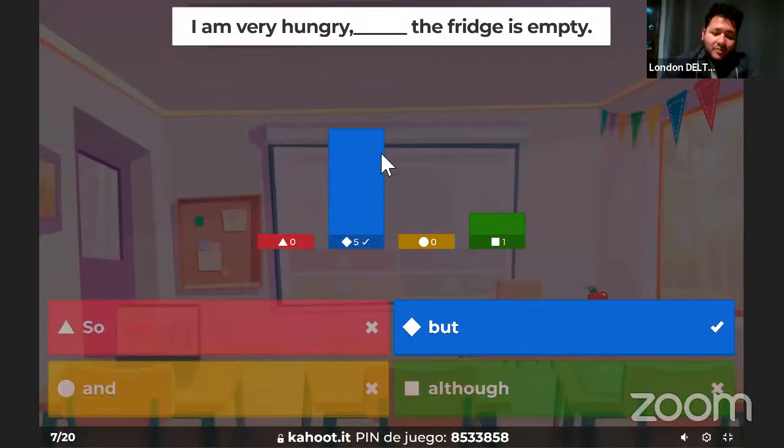But is a good option. And también sería una buena opción. And. Tengo mucha hambre y el refrigerador está vacío. O tengo mucha hambre, pero el refrigerador está vacío. So I think and but, they are good options. Excellent.